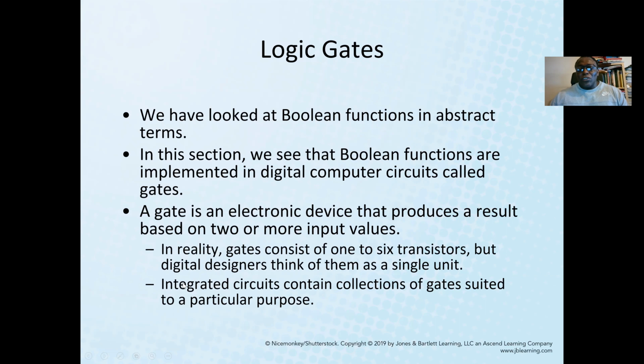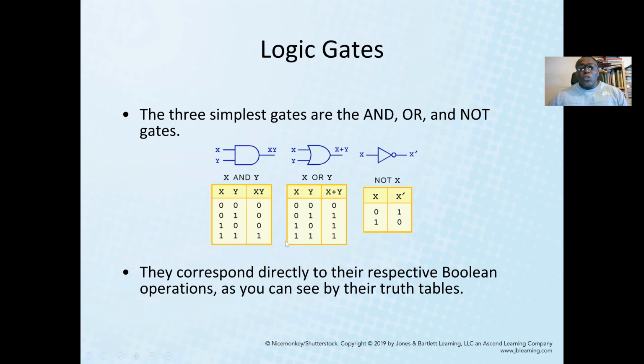An IC, which is an integrated circuit, contains a collection of gates suited to a particular purpose. As I said earlier, there are so many different purposes of a CPU, computational ones. So a CPU is an IC, an integrated circuit, which consists of so many different gates, each performing different functions or purposes. So let's start with the simplest gates.